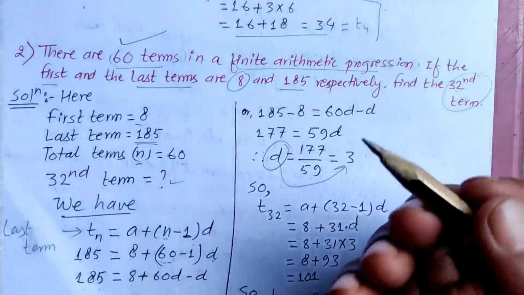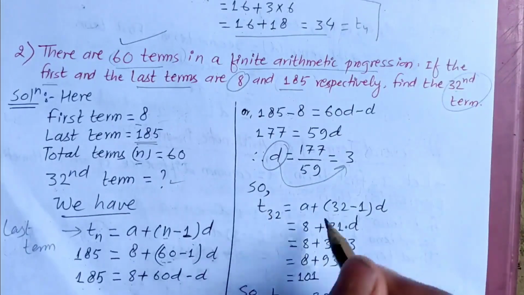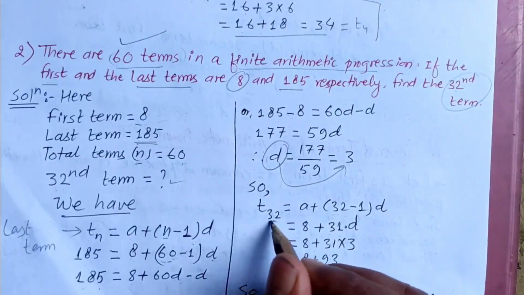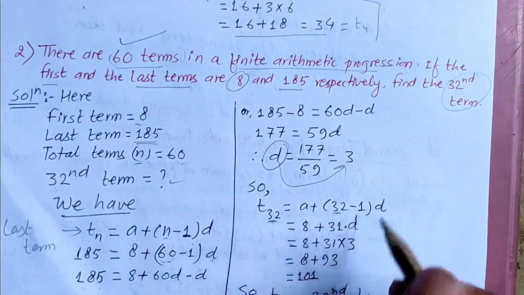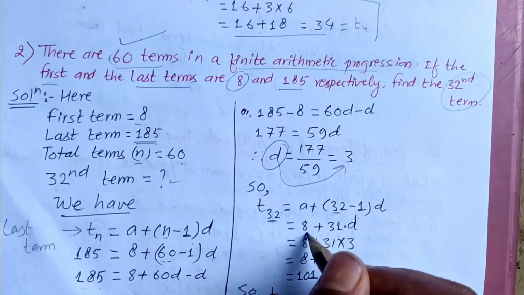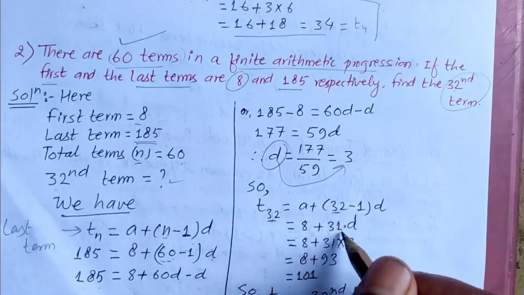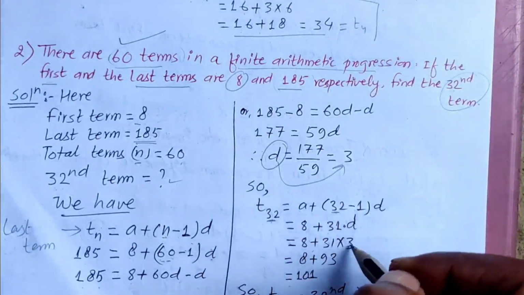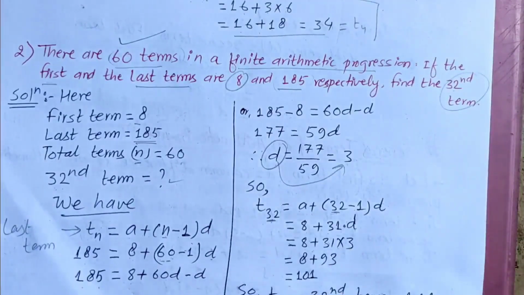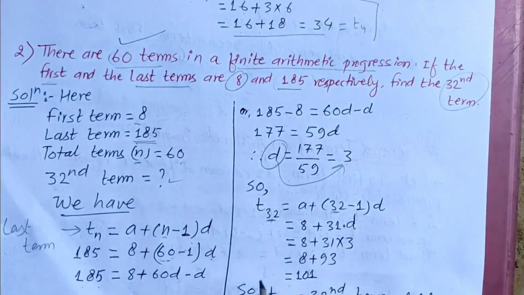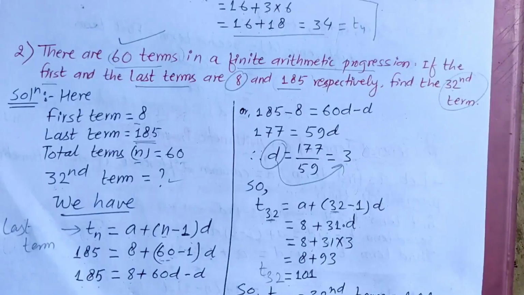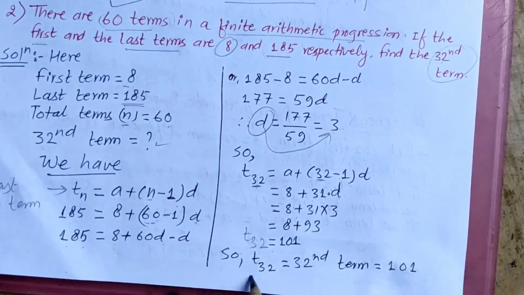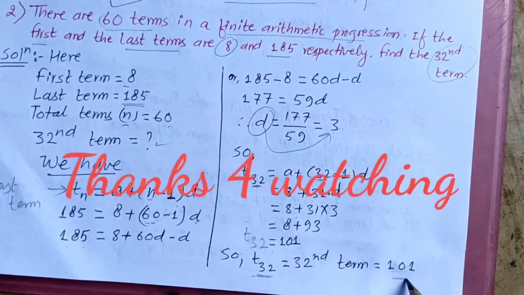As we are going to find the 32nd term, T32 is equal to a plus, in place of n you write 32 minus 1 times d. Then in place of a, you write 8 because it is the first term, plus 32 minus 1, 31 times d. In place of d, you have 3, so this 3 can be written in place of d here also. On solving, you will get 101. This is term number 32. So term number 32 is 101, which is our required answer.